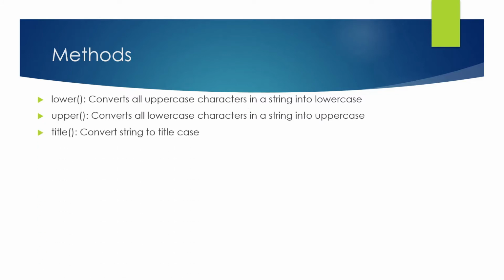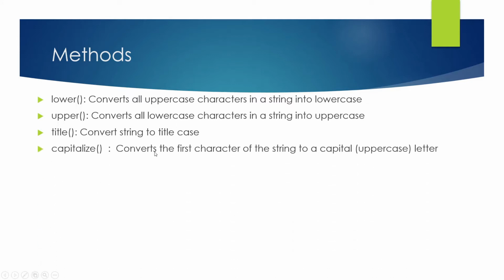First would be lower. It converts all uppercase characters in a string into lowercase. We'll take an example for it. Upper, the vice versa thing. Title converts a string into title case. So what exactly is title case? If you write a title, for example, let us consider "convert string to title case", it's a title itself. It will break at each space and create a capital S, then break at the space, create a capital T, capital C, like that. That's how a title looks.